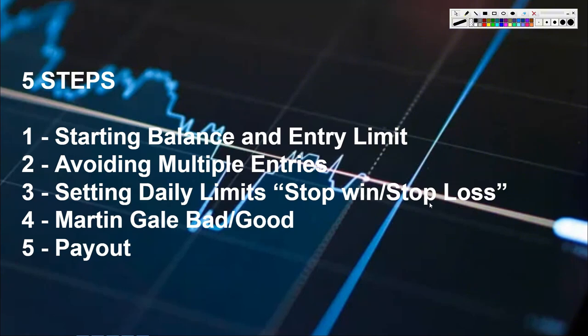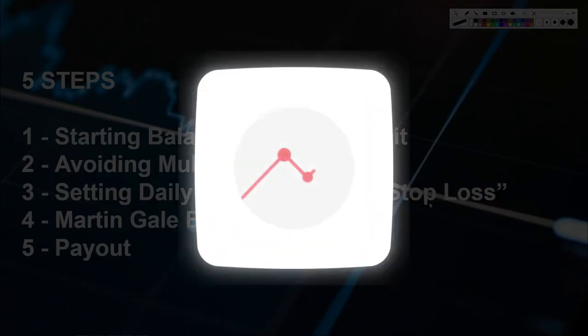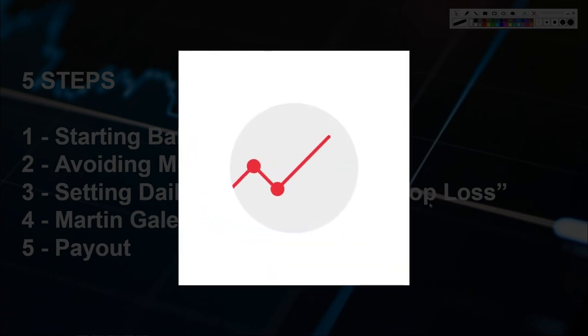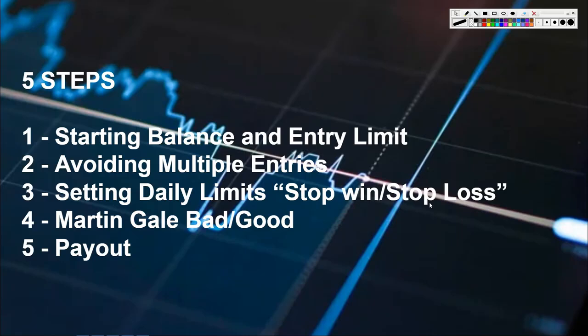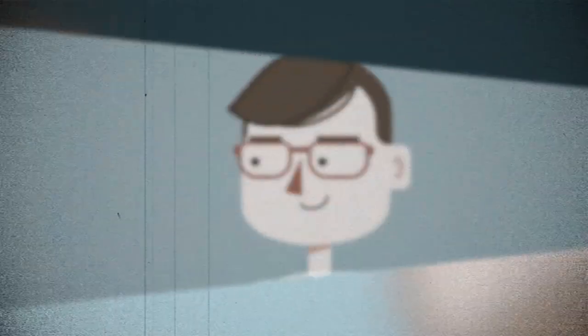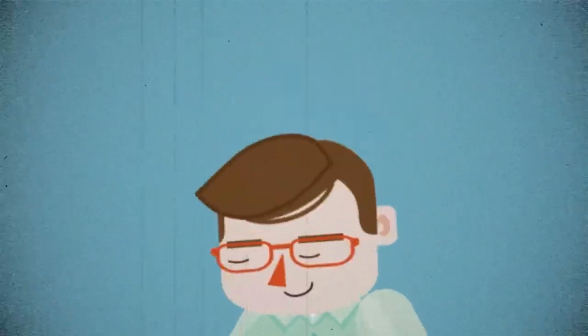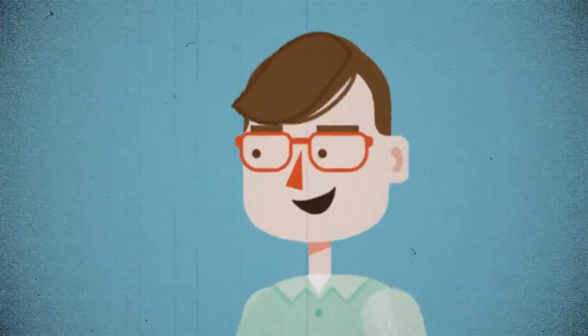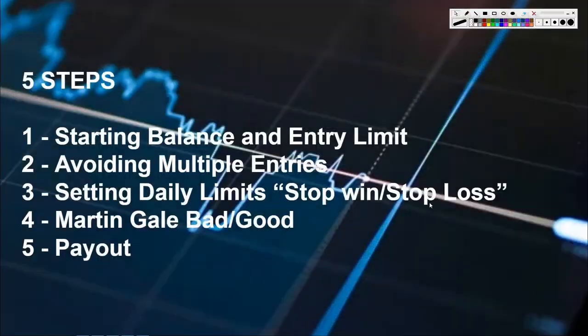Setting daily limits is another crucial aspect of risk management, guys. Define your daily profit targets and maximum loss limits. For example, you might set a goal to stop trading once you achieve 10% profit or hit 5% loss. Sticking to these limits will keep your emotions in check and prevent you from making impulsive decisions.